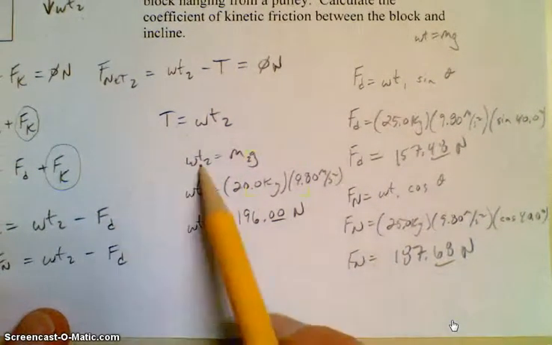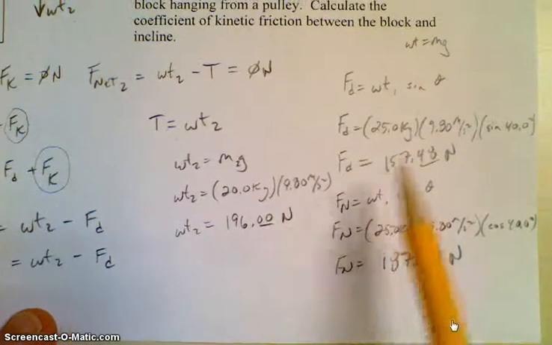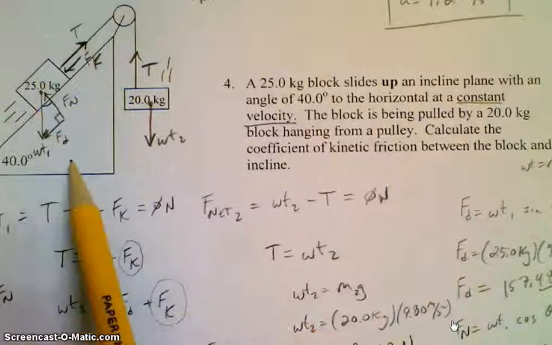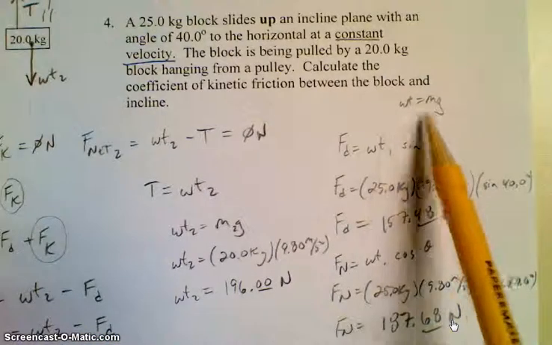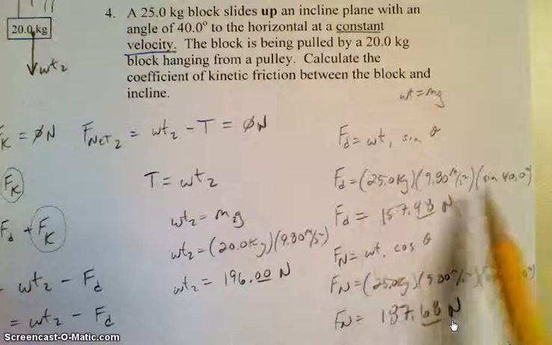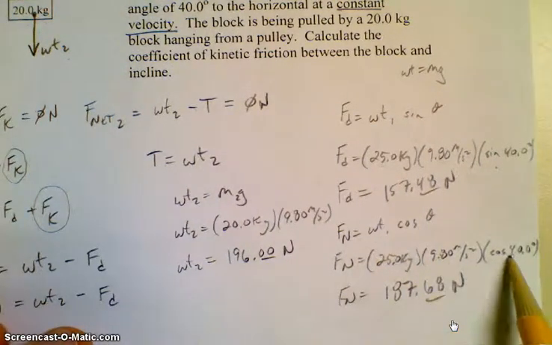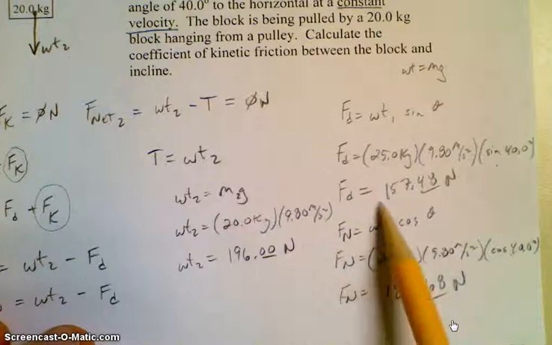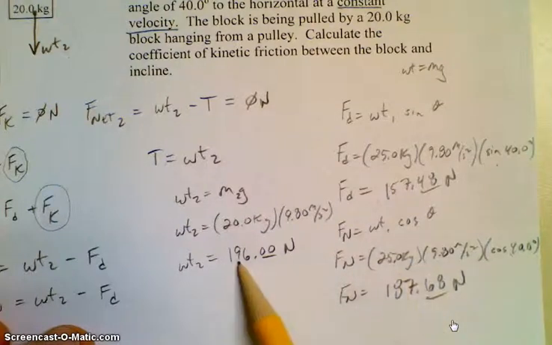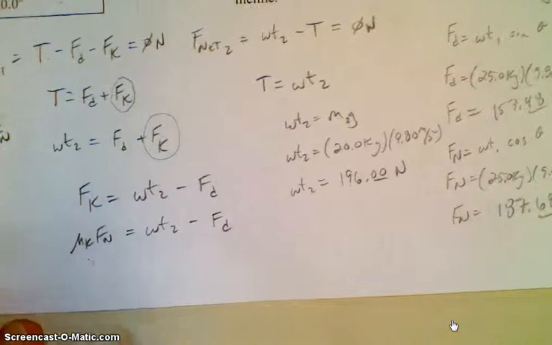Solve for weight 2 right here, it's mass times g. So I found weight 2 is 196 newtons. And then Fd and Fn are all pertaining to the weight 1. So I need weight 1 is mass times g for that particular weight. So I have mass times g times this, and mass times g times cosine of 40. So here's my Fd and my Fn values and my weight 2 values. So from those three values, I can now solve for mu k.